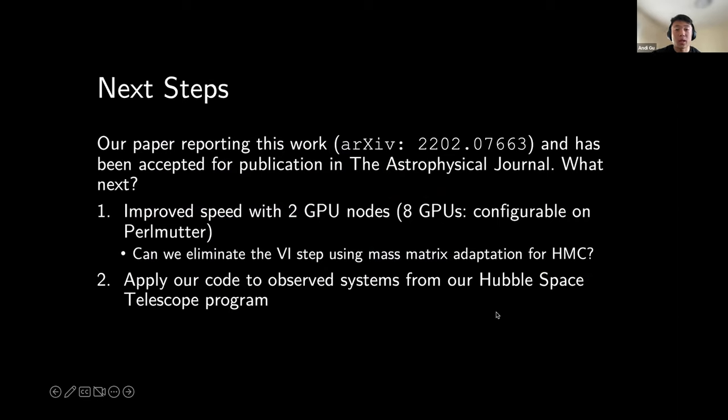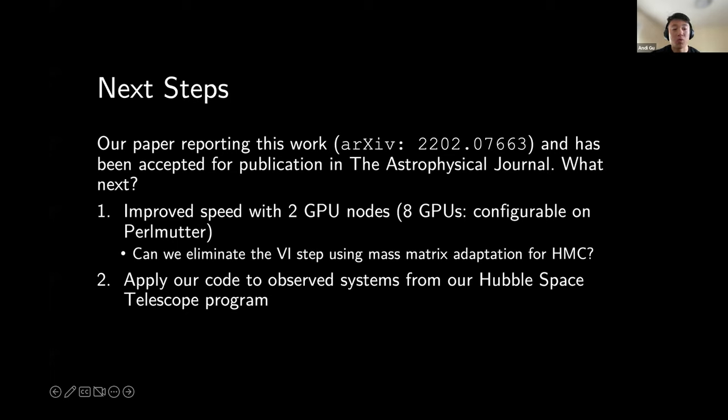Okay, great. So for next steps, our paper reporting on these results was published to arXiv and has been accepted for publication in the Astrophysical Journal. What to do next? Well, the next steps that we're considering are whether or not we can improve speed. We assume that we will be able to, but whether or not we can get our code to run with two GPU nodes, which would mean 8 GPUs on Perlmutter, is an exciting prospect for us. And another question is, could we eliminate the VI step, which is the most costly step, by using mass matrix adaptation for HMC?